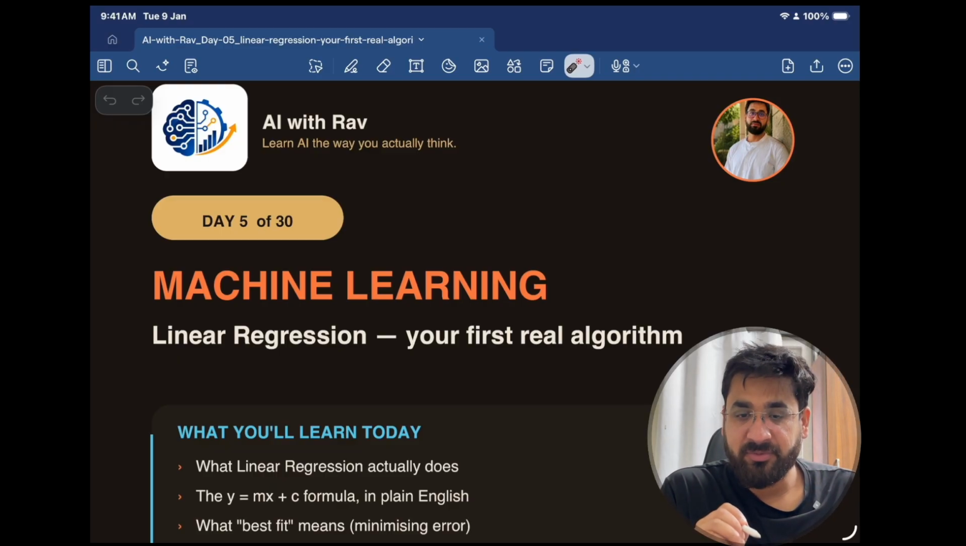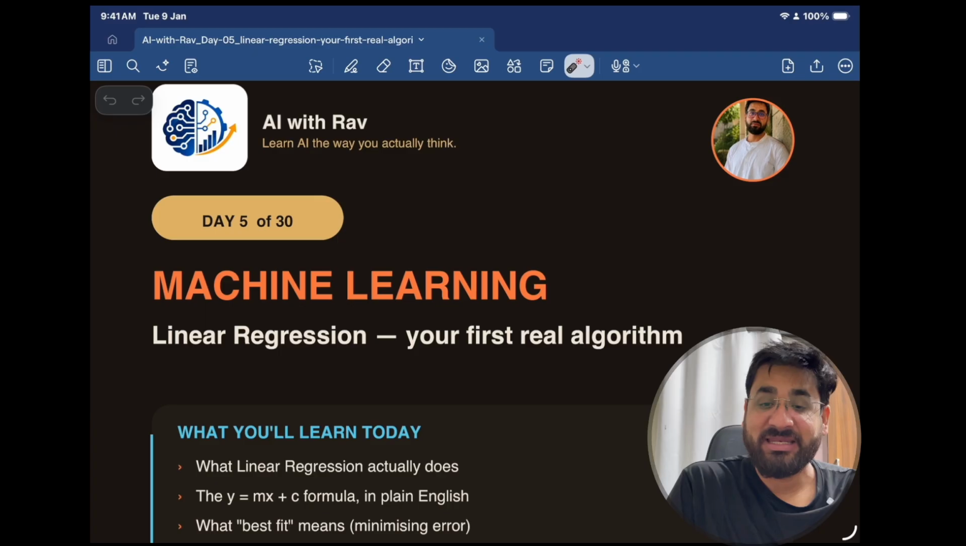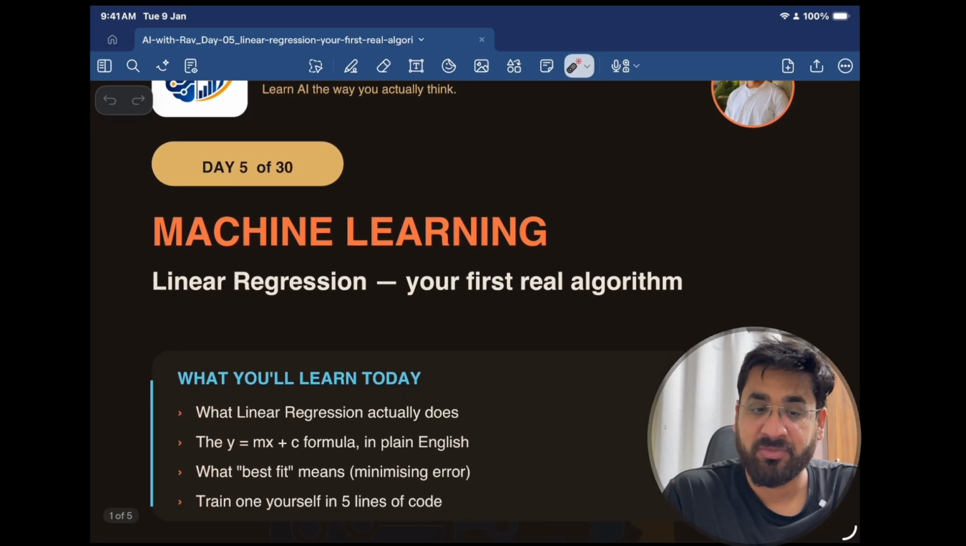In this fifth video, we are going to touch the real magic, and that is the first model, linear regression. This is your first real algorithm. What are the topics we are going to cover? I have already written them there. First, what linear regression actually does. Then the formula and what best fit means. And the last one is you train your model by yourself in 5 lines of code.